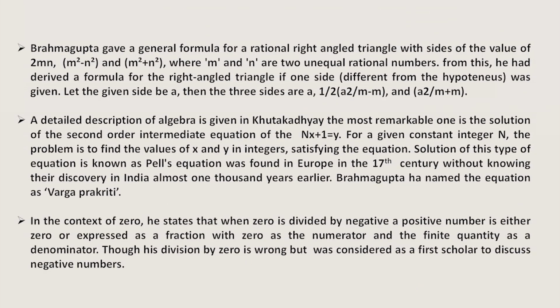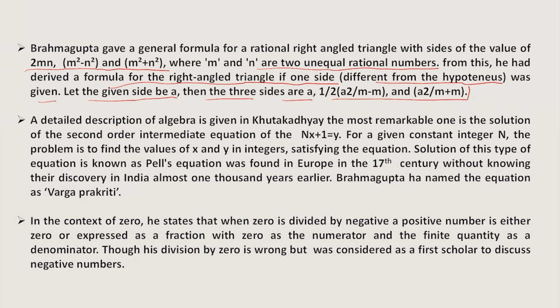Brahmagupta gave a general formula for a rational right-angled triangle with sides 2mn, m square minus n square, and m square plus n square, where m and n are two unequal rational numbers. From this he derived a formula for the right-angled triangle if one side, other than the hypotenuse, was given. Let the given side be a, then the three sides follow this structure.